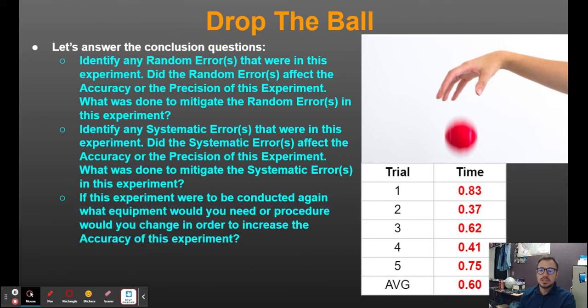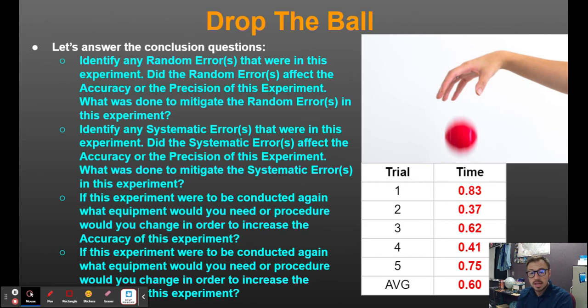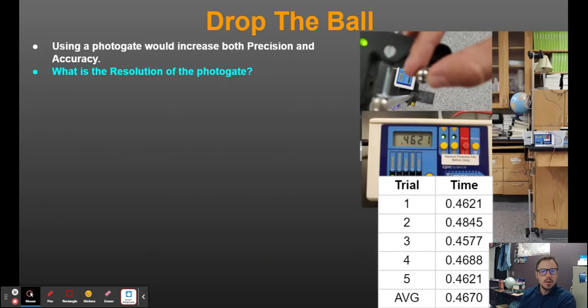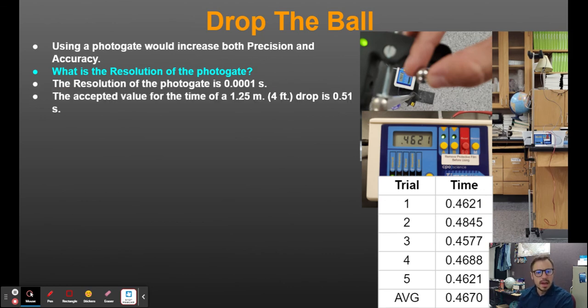Now, if we were to conduct this experiment again, you probably need a meter stick to increase the accuracy so you knew exactly where 4 feet was. And what would you need to do in order to increase the precision? Well, eliminate the human reaction time. We were starting everything on human reaction. We said you're going to start the time when you see this ball drop. You're going to stop it when it hits the ground. If you were to have a photo gate, that would reduce that random error.